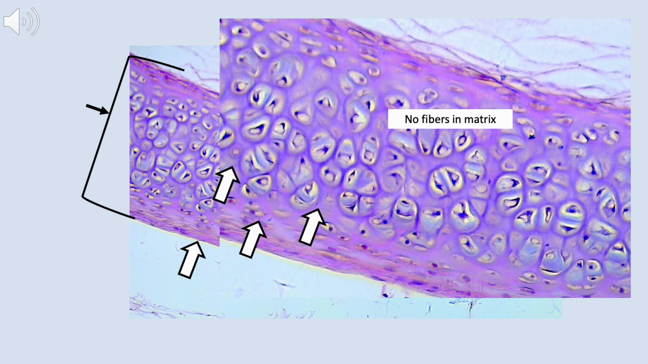Because of the shape of this, you can also tell that it's actually from the trachea, and so this is part of the respiratory tract. And if you zoomed out a little bit, you would see pseudostratified columnar epithelium nearby it.